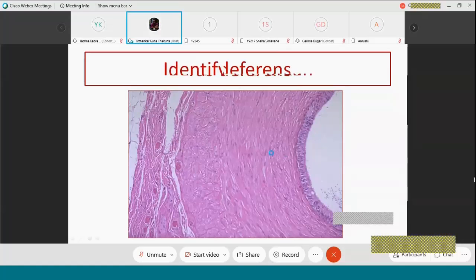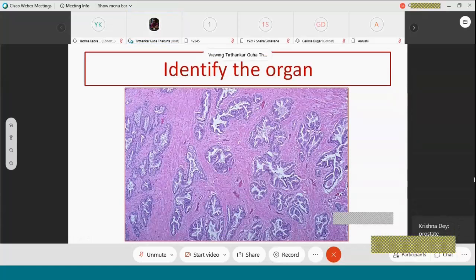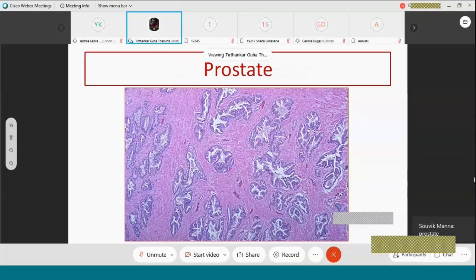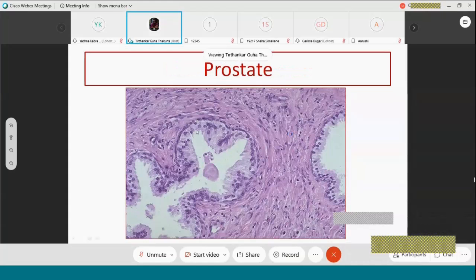Can you identify this organ? An organ with a fibrous and muscular stroma and multiple glands that look like stars or flowers. This is the typical appearance of prostate and not uterus. In uterus, the endometrium is lined by a single layer of cells. If you see the prostate closely, it is lined by two layers of cells, one basal and one columnar. There is one basal layer lying below and one columnar layer lying above.